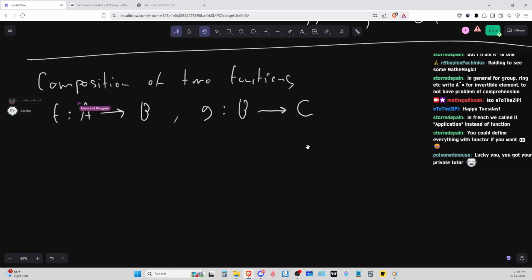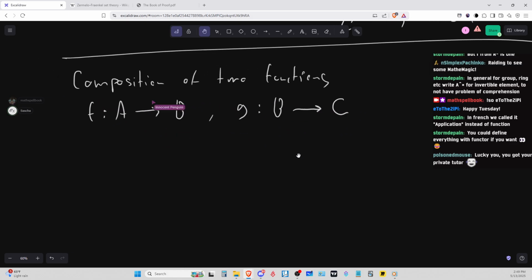So if we have 2 functions, we can build another one out of those 2, if the domain accords with the image. So we can do g after f, which will be a function that goes from A to C. Usually it's a good idea when you do composition to write diagrams. So I have my A, I have my B.